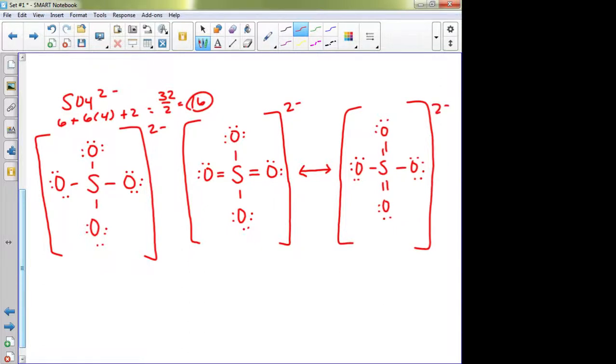Now, is this first drawing the same as the last two? No, because it's got a double. It's just got single bonds. But are these last two the same drawing? Yes. Okay, does everybody see that?